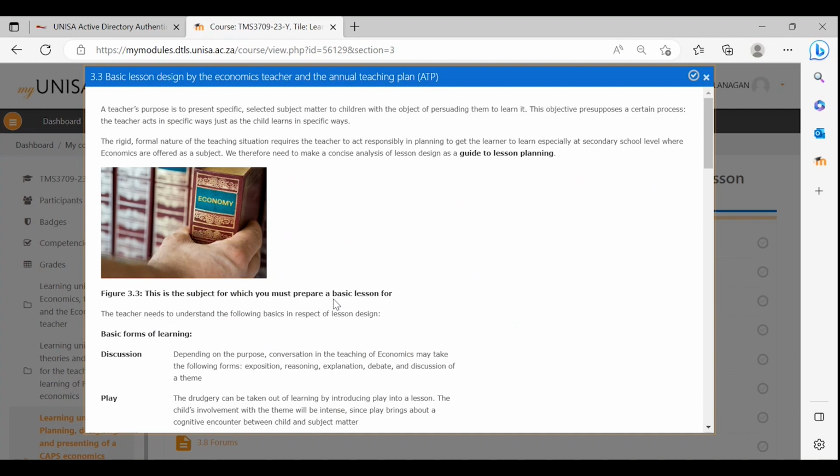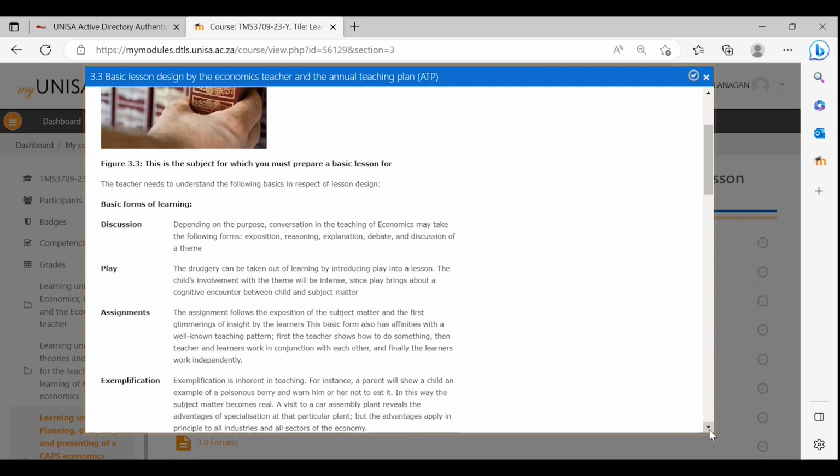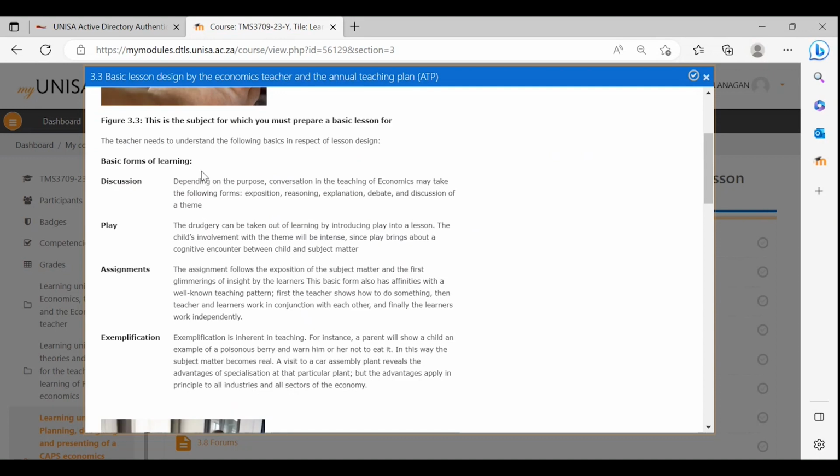Now, here the teacher needs to understand the following basics in respect of lesson design. Depending on the purpose, basic forms of learning happen according to discussion, play, assignments, or exemplification. Discussion: depending on its purpose, conversation in the teaching of economics may take the following forms: exposition, reasoning, explanation, debate, and discussion of a theme.